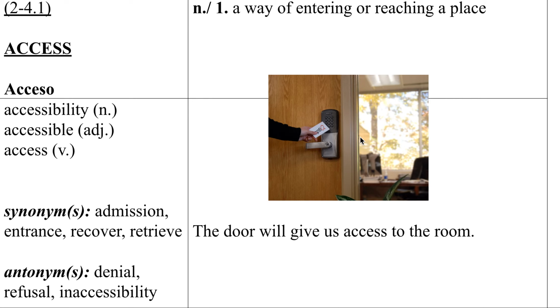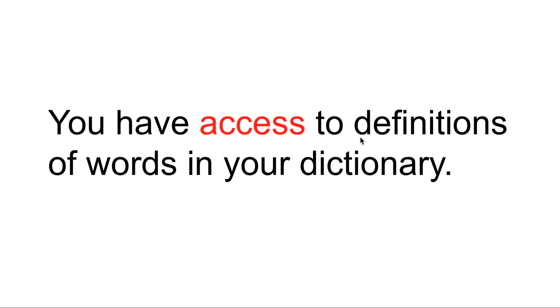And one more thing I need to tell you is an example sentence with some relation to English class. So here's a sentence with English class. It says you have access to definitions of words in your dictionary. So that means that if you want to find definitions of words, you can look in a dictionary, either a paper dictionary, or now many people go online to dictionary.com or something like that. That works too. But that's where you find access to definitions.